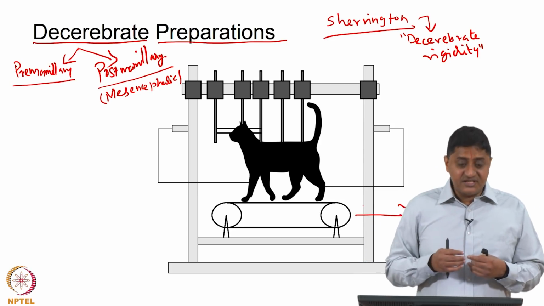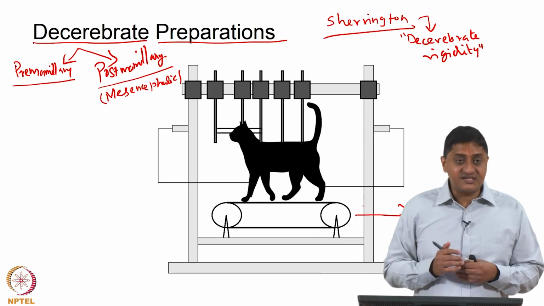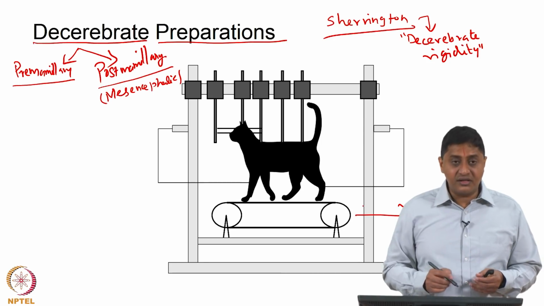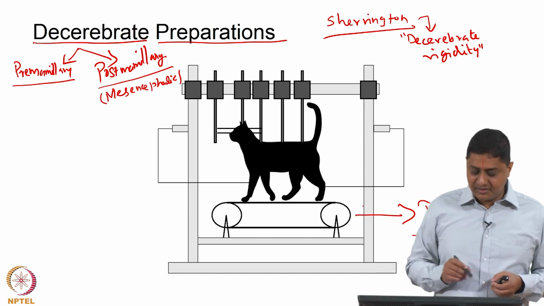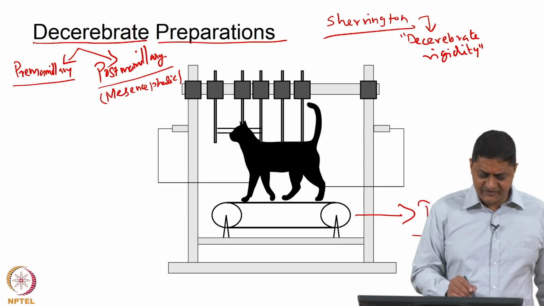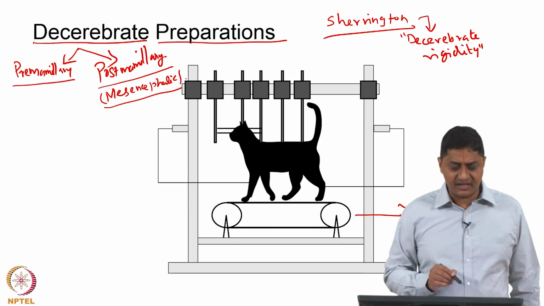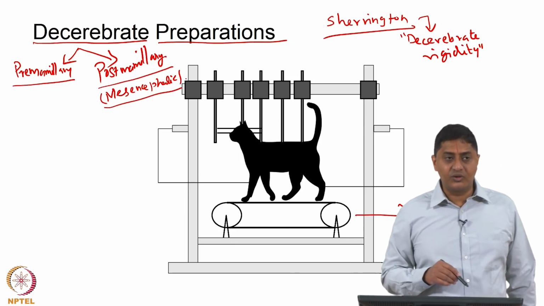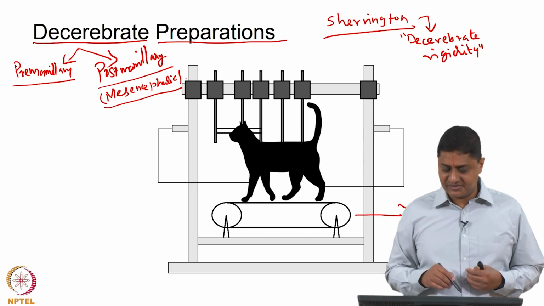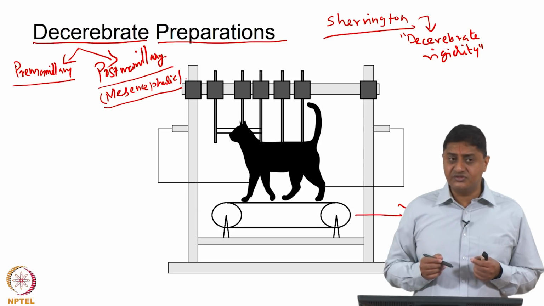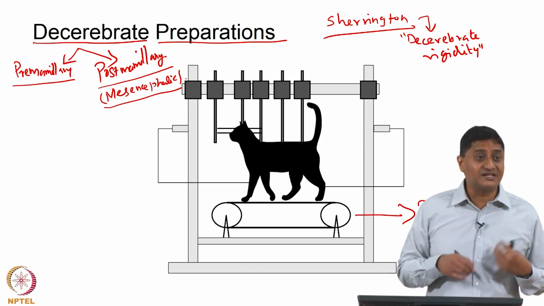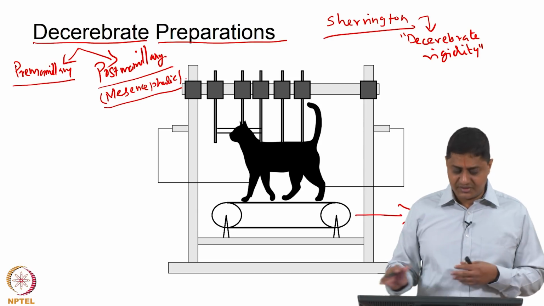When we do these experiments, it is found that these cats can walk according to the speed of the treadmill. And again there are two specific cases, one is the mesencephalic cat or the post-mammillary case, and the other one is the pre-mammillary case. Many of these preparations are used to study reflexes, to study central pattern generators, etc.